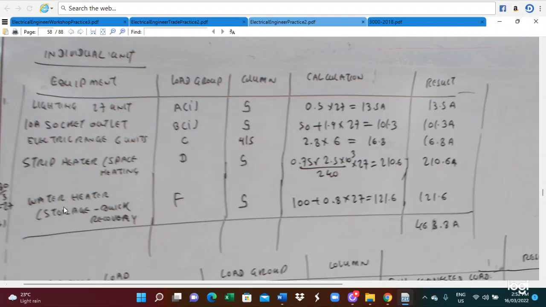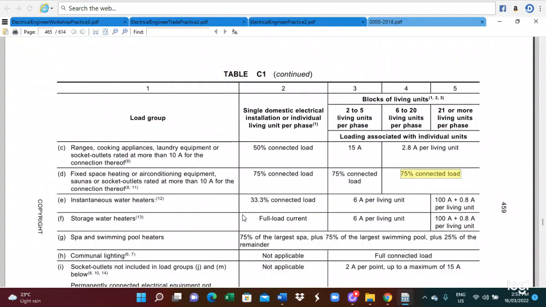And also the water heater, straight water heater is local F. So in this case, we use column 5. Straight water heater, local F. In this case, 100 ampere plus 0.8 ampere per living unit. We got 27 living units, so 100 plus 0.8 multiplied by 27.